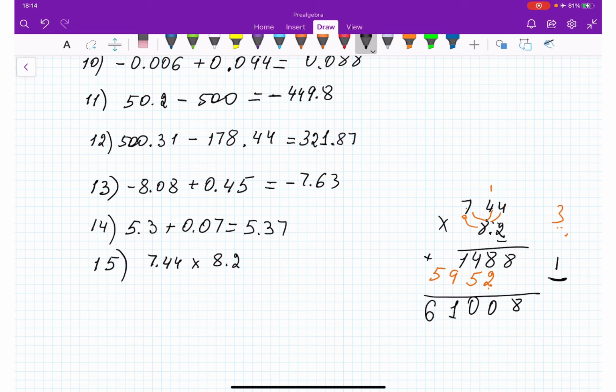Now, how we are going to bring back our decimal point? 7.44 has 2 decimals, right? 8.2 has 1 decimal, so total 3 decimals. So from the end, because right now we have decimal right after the end, we are coming back to the left by 3 decimals, total 3 decimals. 1, 2, 3. So it's going to be 61.008.